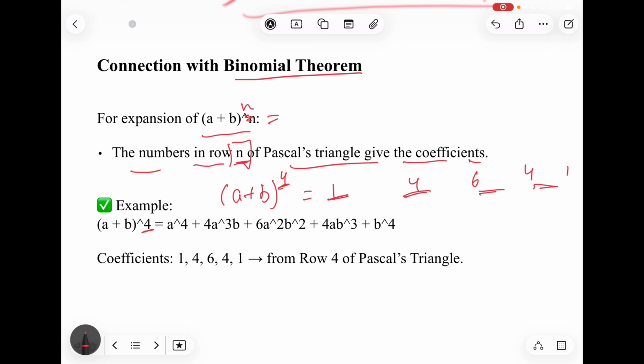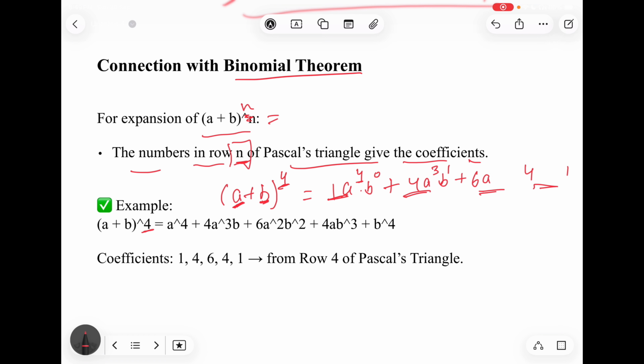Now, the other terms: the first term is a to the power 4 and b to the power 0. Then, the second term will be a raised to the power 4 minus 1, which is 3, and b to the power 1 again. The third term will follow this first term.